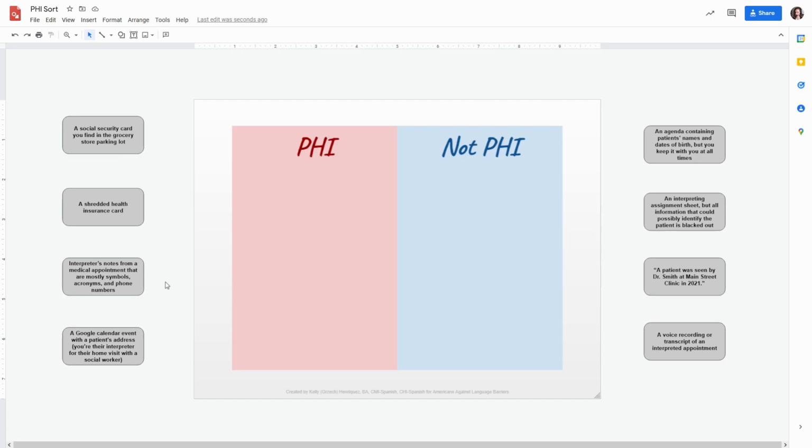So I hope that clears up anyone's questions, doubts, comments, concerns about this exercise. But for those of you who didn't complete this exercise, I hope this was enlightening, and I hope it helped to clarify some of the differences between what is and what isn't PHI.